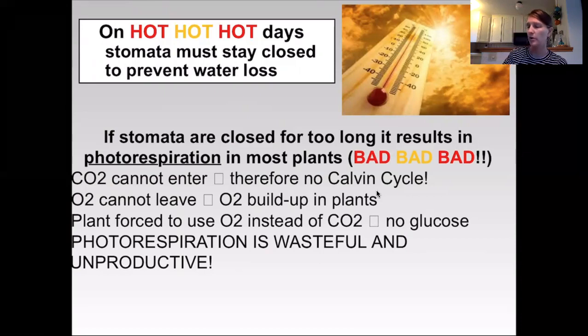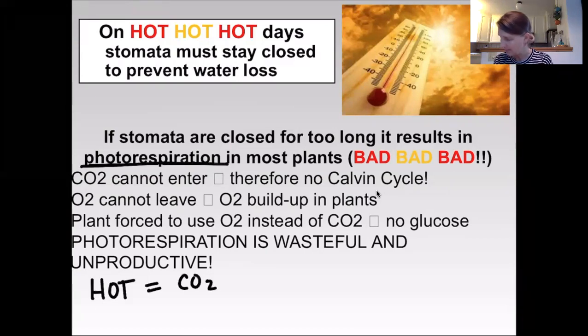If the stomata are closed for too long, however, plants go through something very bad, which is called photorespiration, right? Photorespiration is very bad for plants. In photorespiration, if it's very, very hot, what happens to plants is that carbon dioxide... actually, I'm going to do this. So in very, very hot weather, stomata stay closed to prevent water loss.